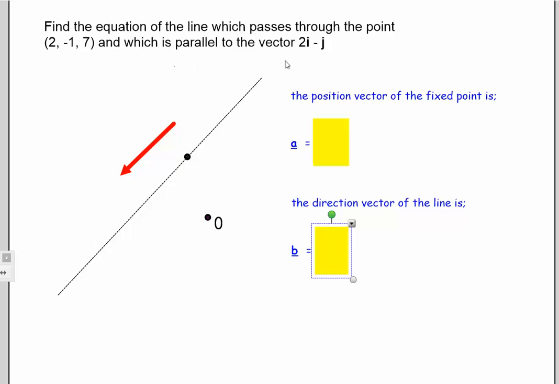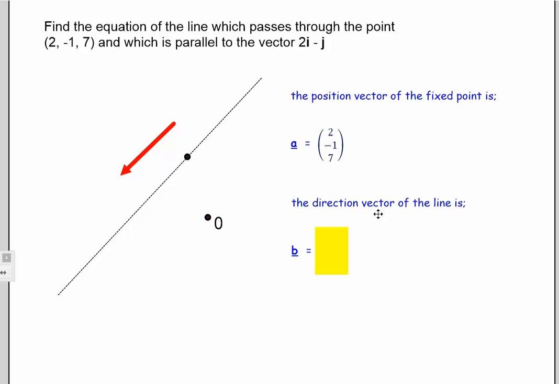So we need two things. We need a position vector of a fixed point. Well, the only point that we know is this one here, 2, -1, 7. So written in vector form, it's (2, -1, 7) as a column vector. And I find it convenient to write it as a column vector. But equally, we could write it as 2i - j + 7k.